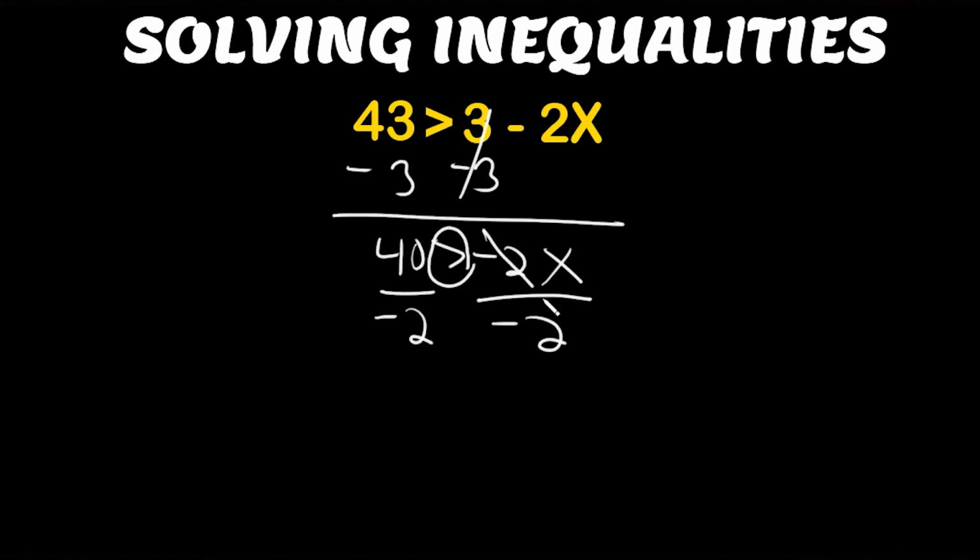So this will cancel. 40 divided by negative 2 is negative 20. Okay, I have to flip my inequality, so now it's going this way, and then bring down my variable. And again, we want to write it in the proper format. I want the variable on the left-hand side, so I'm going to go ahead and rewrite the problem. I have x, leave a space, put negative 20.